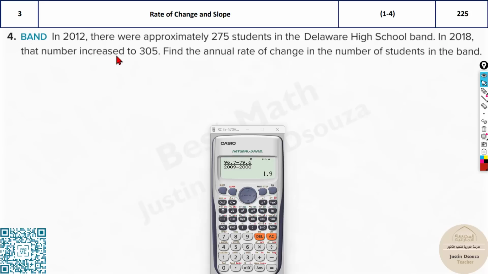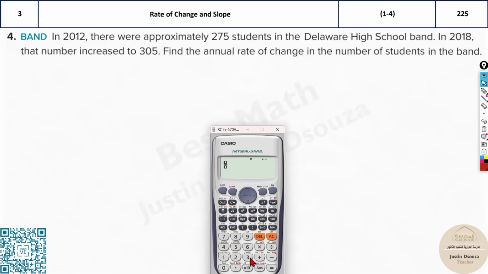In 2018, the number increased to 305. Find the annual rate of change in the number of students in the band. So here in 6 years, there is a change from 275 to 305. Let's see which is the second or higher number. You should see which is the first year. It's 2012, that is X1. Next one, X2 is 2018.